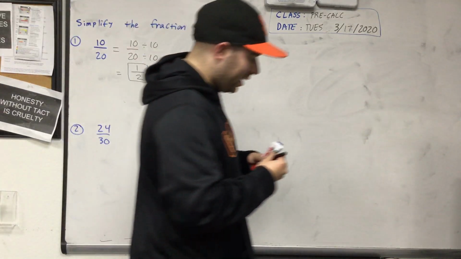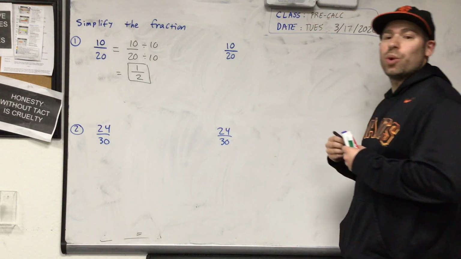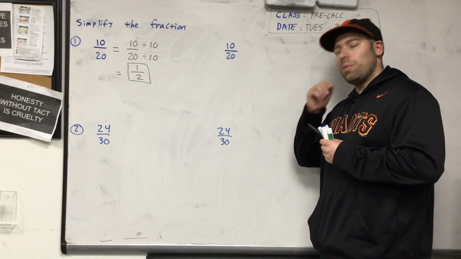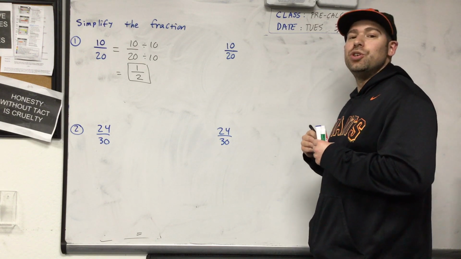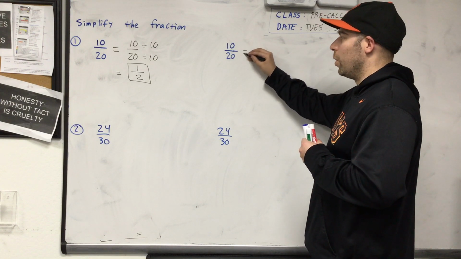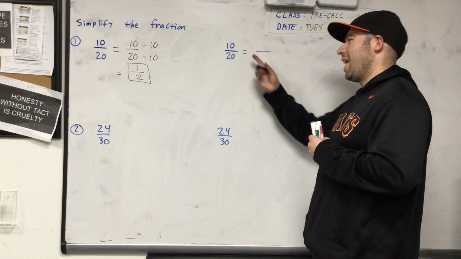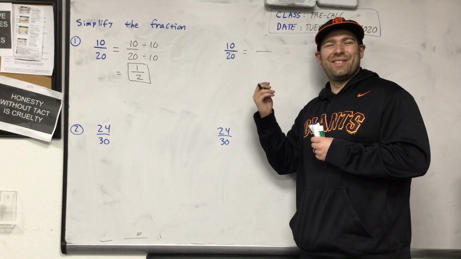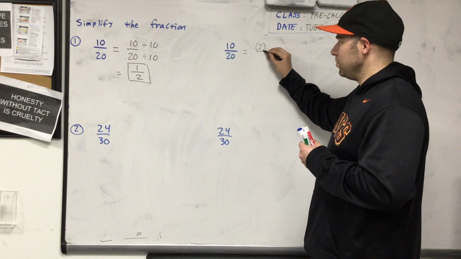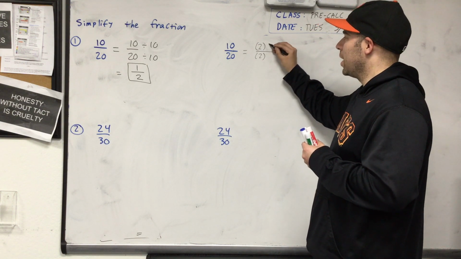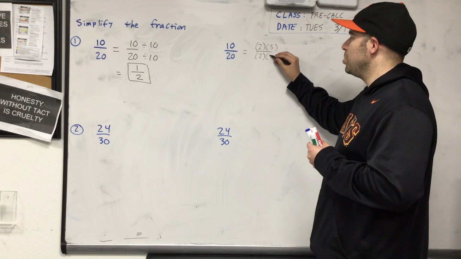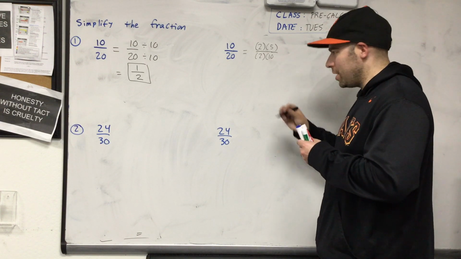But let's examine what it is we're actually doing when we're simplifying a fraction. Technically what we're doing is we're factoring the numerator and the denominator and canceling out 1 over 1. So let's just say I break this out. I don't know what divides out of 10 and 20. Let's just pretend it's 2. So 2 times 5 is 10, and 2 times 10 is 20.